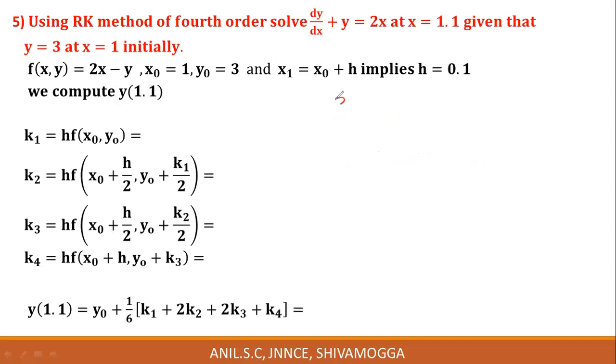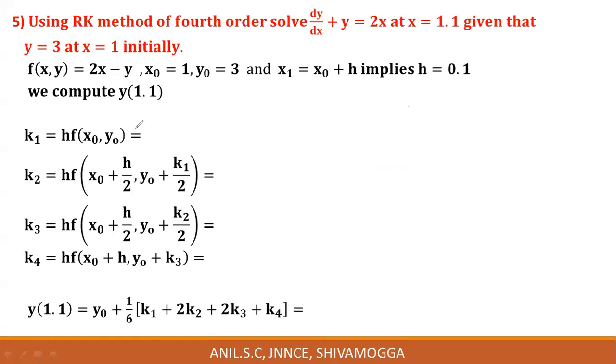h and x1 are connected by x1 is equal to x naught plus h. x1 is the point at which y is to be determined. Here x1 is equal to 1.1. This is equal to x naught, and x naught is 1, plus h. Therefore, h is equal to 1.1 minus 1, that is 0.1. Therefore, this is a single step problem. We compute y of x1, x1 is 1.1. To compute y of x1, these four components are to be determined: k1, k2, k3, and k4.